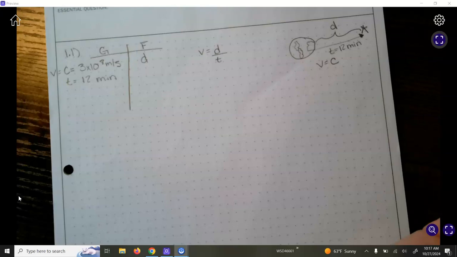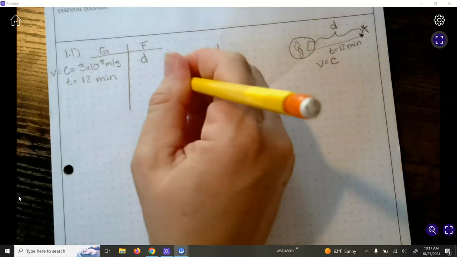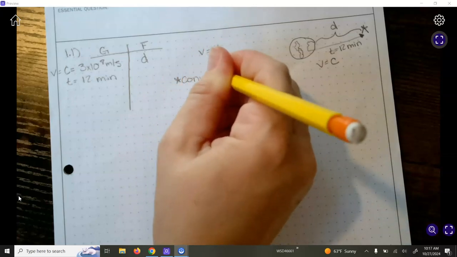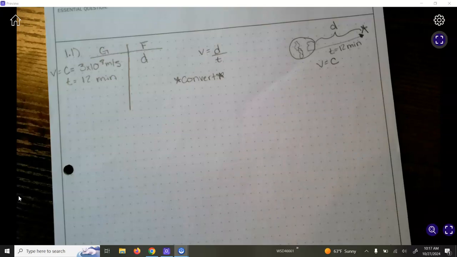If you're thinking that time can't be in minutes, you're right. We do not measure time in minutes. We need to convert that to seconds. So first I need to convert my time. Again, I apologize for my messy handwriting.